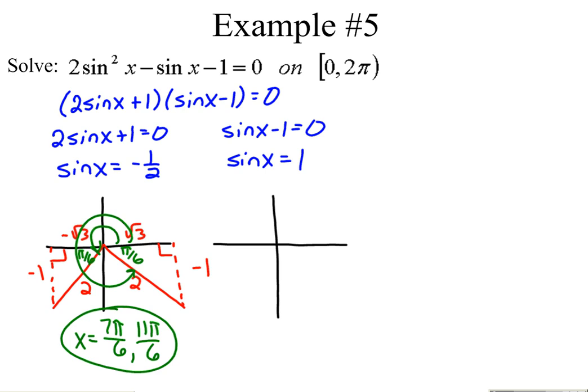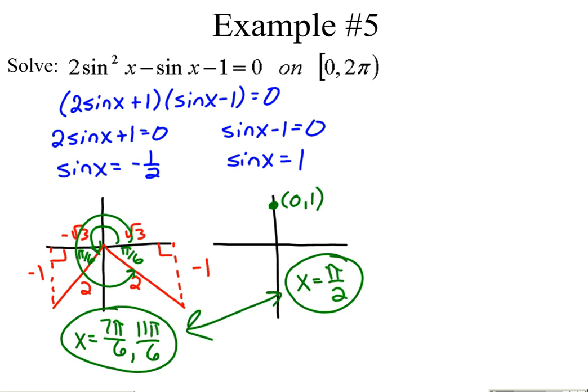Third solution comes from our second factor, sine equals 1. Remember, when sine or cosine is 1, 0, or negative 1, we're talking about quadrantal angles. In this case, sine is 1. We know sine is the y-coordinate of our quadrantal angles, so sine equal to 1 is right up here at the ordered pair 0, 1, which is pi over 2. So we have three solutions.